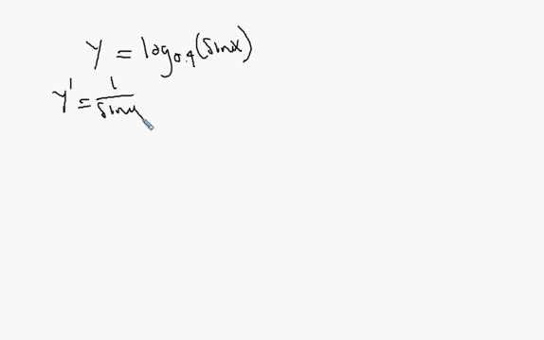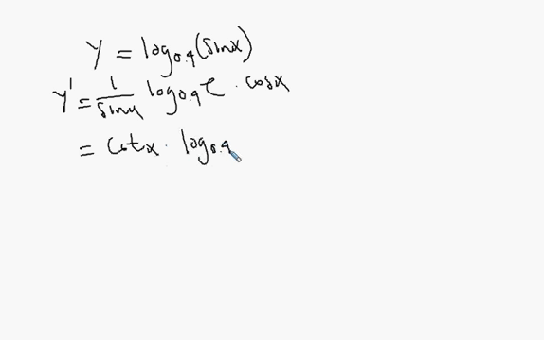Let's let y equal log base 0.4 of sine of x. Okay? First we'll use the rule that we learned, the original rule for log base b of x. So that's 1 over sine of x times log base 0.4 of e times the derivative of sine, which is cosine x. Okay, and then cosine over sine is cotangent x, and we keep the log base 0.4 of e.